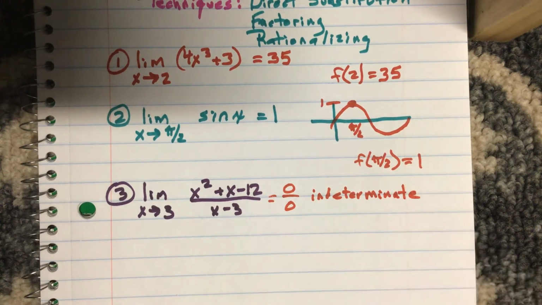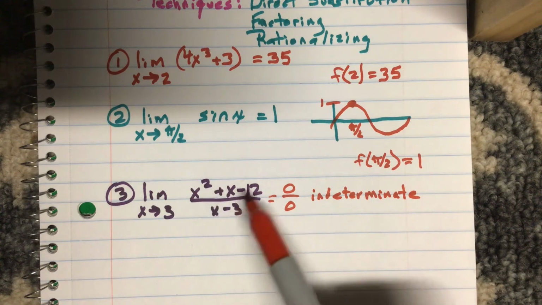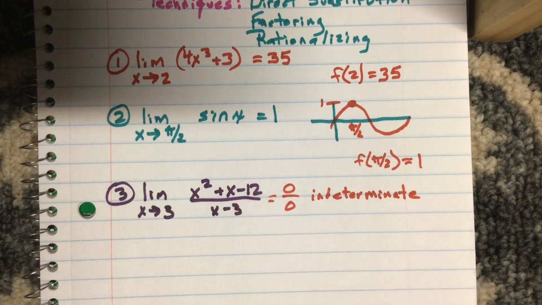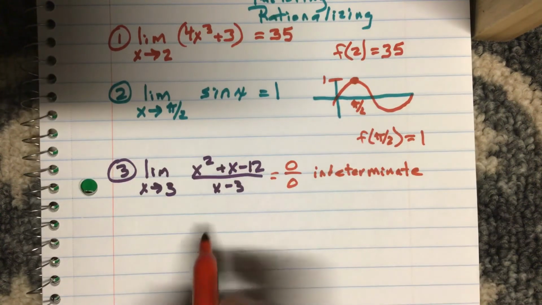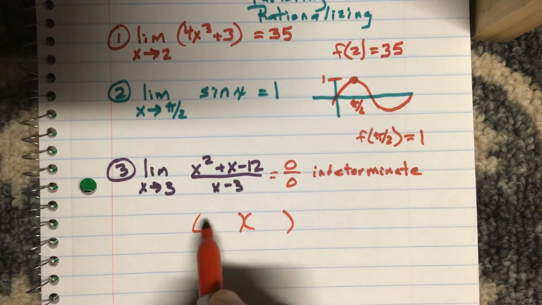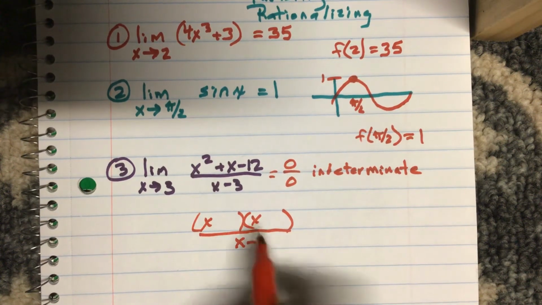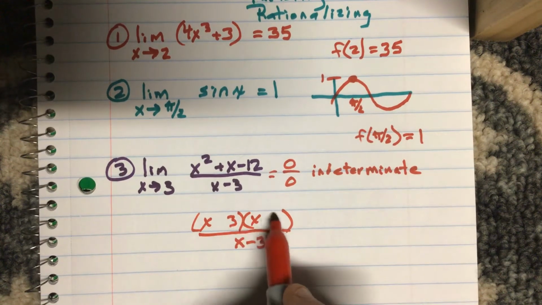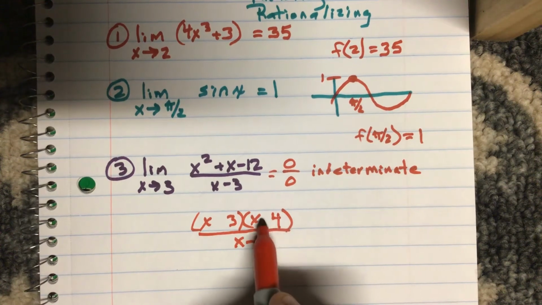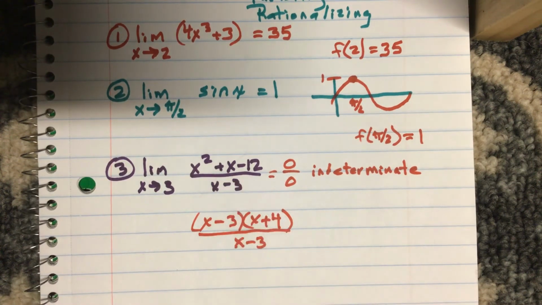Indeterminate form, 0 over 0, which means we can't determine what the limit is, at least at the moment. But we can do something to this function. We can reduce it and then take the limit. So we'll factor the numerator: x minus 3 times x plus 4. We know that 3 times 4 is 12, and 4 minus 3 is 1. We're trying to get this 1 here. And then, of course, we can reduce this.